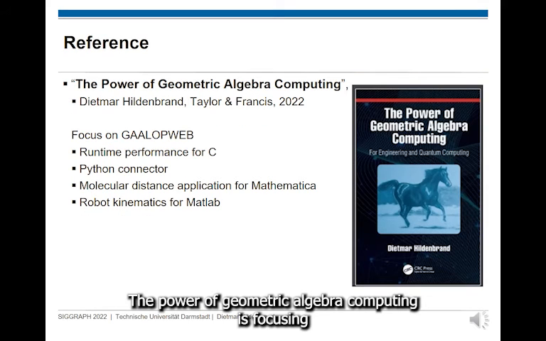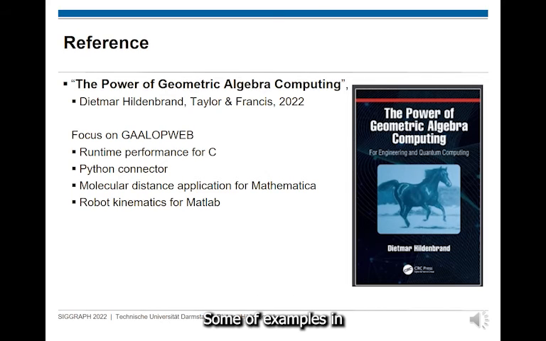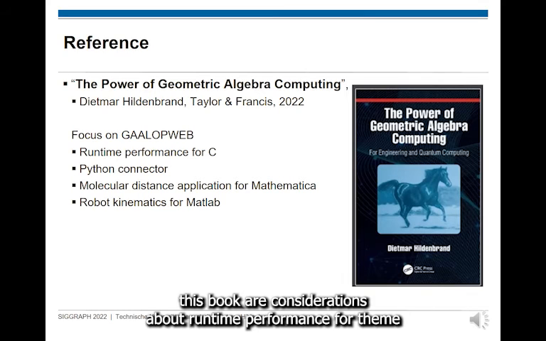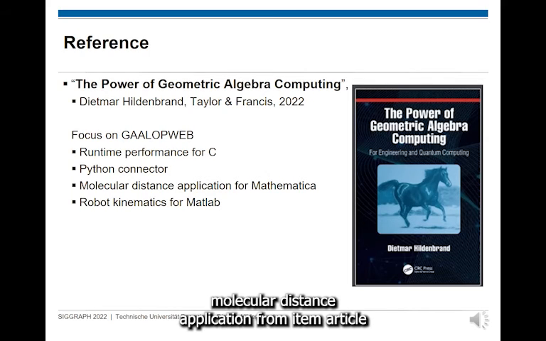The book Power of Geometric Algebra Computing is focusing on the new online version of Gallup called Gallup Web. Some of the examples in this book are considerations about runtime performance for C, or the description of the online connection for Python. Applications are molecular distance application for Mathematica, and for instance, the robotic kinematics for MATLAB.